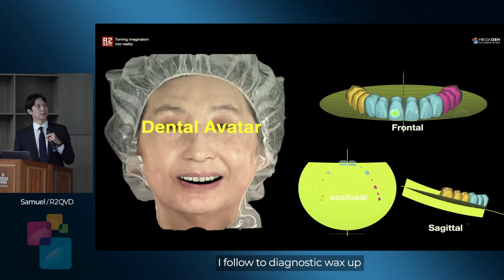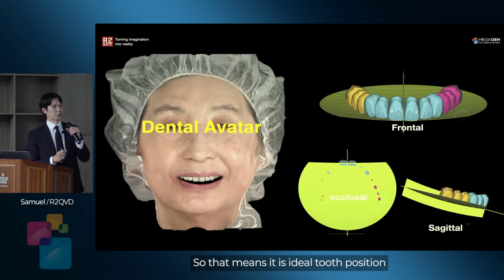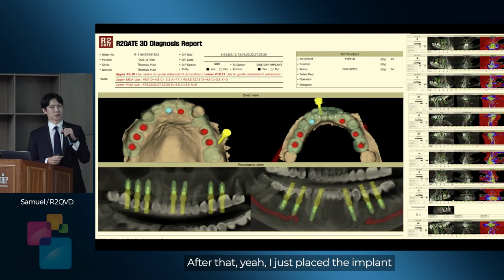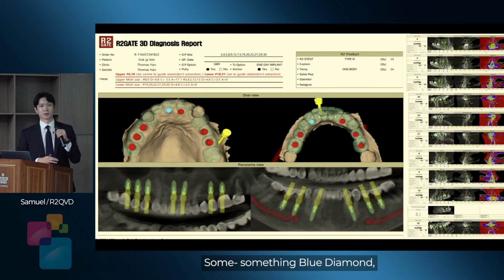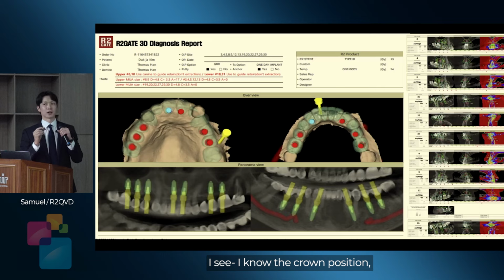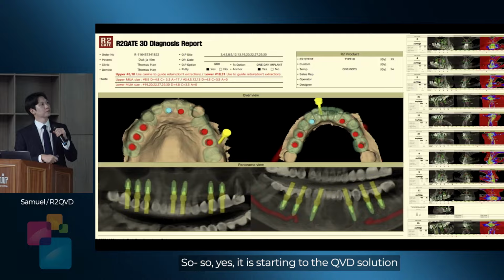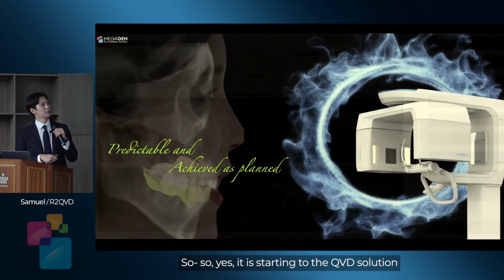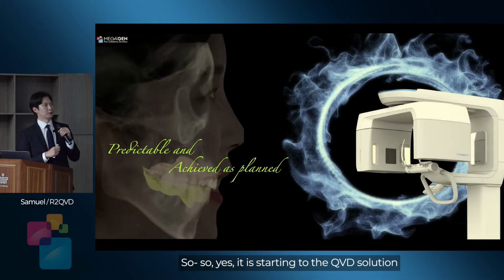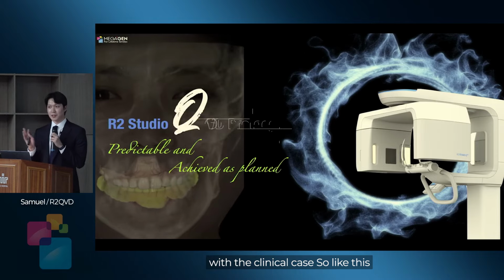For the diagnostic wax-up, I followed the diagnostic wax-up with the occlusal plane. And as you can see, here is the functional cusp tip. That means it is the ideal tooth position. After that, I just placed the implant, something like Blue Diamond, something else, whatever. I see the bone, I know the crown position, everything is an easy way. So yes, this is the start of the QVD solution. I will explain in more detail with the clinical case.